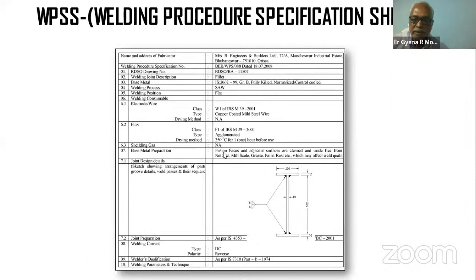Then the base metal preparation: how you have prepared the base material, whether you have cleaned it or not, how you should clean it, that is also mentioned. Then joint design detail. That means it gives what the joints are, the thickness of the weld, the dimensions of the weld, and the dimensions of the component. Like here in this particular case, the dimension of the weld is 6 millimeter.